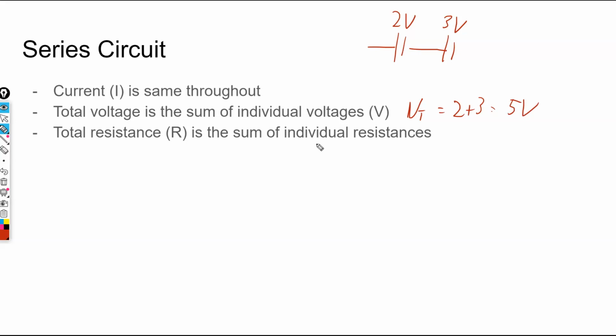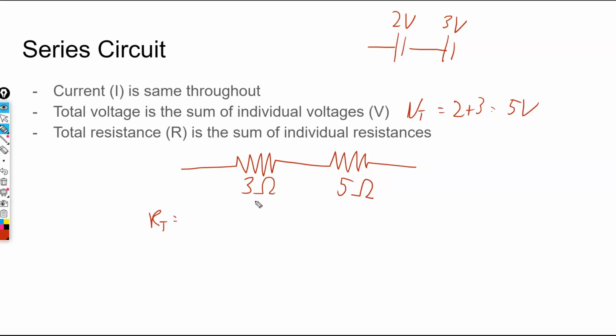But resistance, this is where it gets tricky. The total resistance is the sum of the individual resistances. That's like saying if I have one resistor and two resistors in something, let's say this is 3 ohms and this is 5 ohms, the total resistance is going to be equal to, we'll call this R1, R2, R1 plus R2, which gives you 3 plus 5. That means the total resistance is going to be 8 ohms. So series are easy. They always add up to get the total amount.